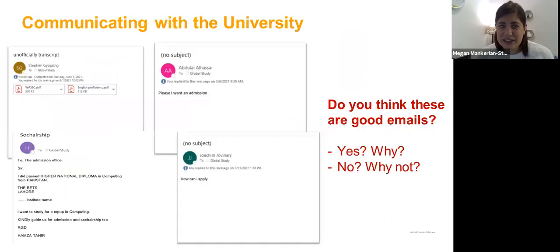So now let's look at a couple examples, and you can say in your head, or you can put it in the chat box if you think this is a good email or a bad email. So we'll start at the top left corner, where the email just says in the subject line, unofficial transcript, and then there's just 2 attachments. Is this a good email or not a good email?